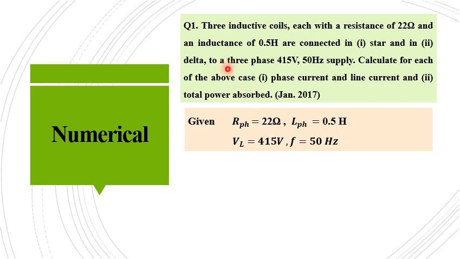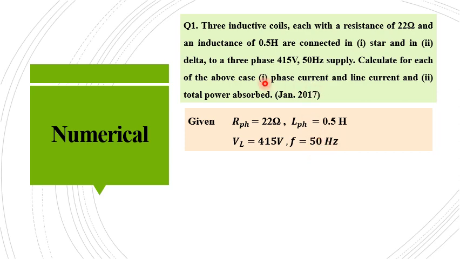Then it is said that it is connected to a 415 volt 3-phase supply. Here nothing is mentioned regarding the voltage. That means it is the RMS value of the voltage. Also, since it is a 3-phase supply, it will be the line voltage. If nothing is mentioned, then the given voltage will be the RMS value as well as the line voltage. So we have VL is equal to 415 volt. Then it is given that the supply frequency is 50 Hz.